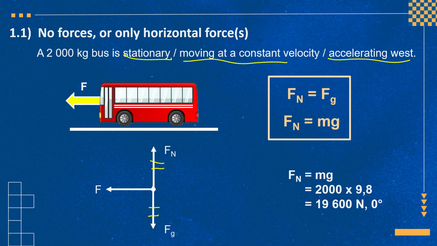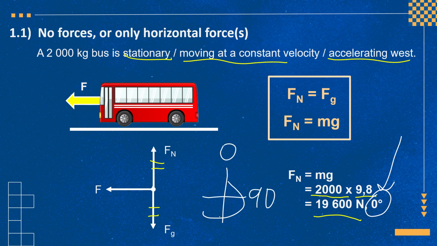So the normal force is mass times g. You can see I've substituted the mass and g, and there, ta-da, is my normal force. The direction of the normal force, you can either write like I did there, 0 degrees, because remember that's 0, 90, and so forth, going clockwise, or you can just say upwards. It's totally acceptable just to say upwards. That's also correct.